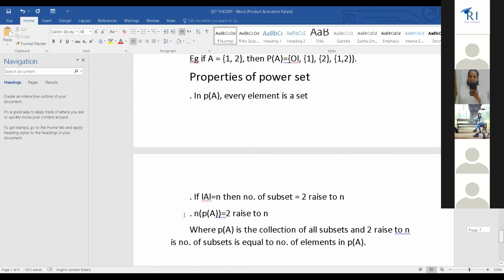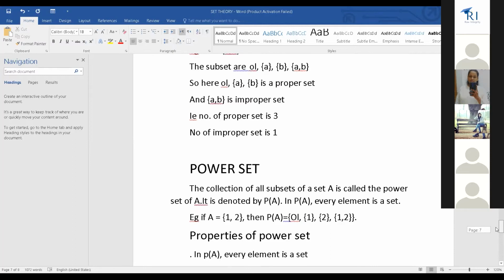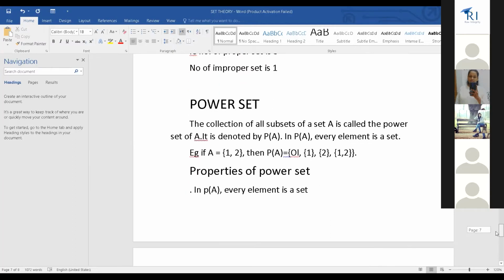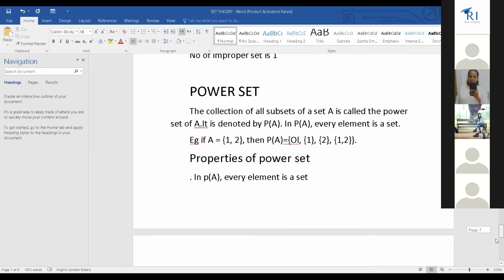The second property is that if the cardinality of A is equal to n, it's just the same thing we said before, the number of proper and improper sets. How can we find the number of proper and improper sets that I've shown just now? It's just the same thing.